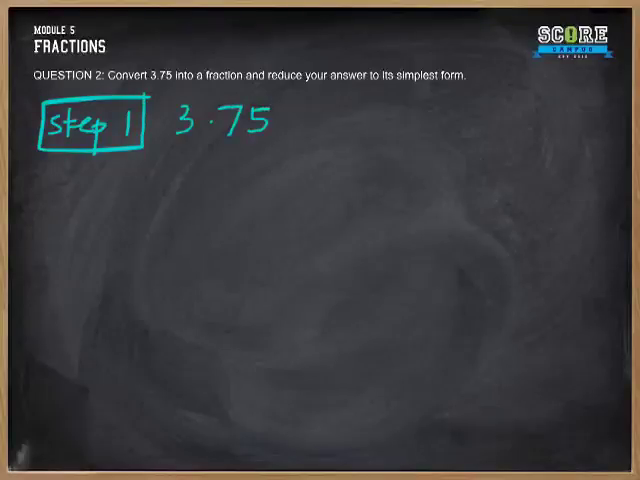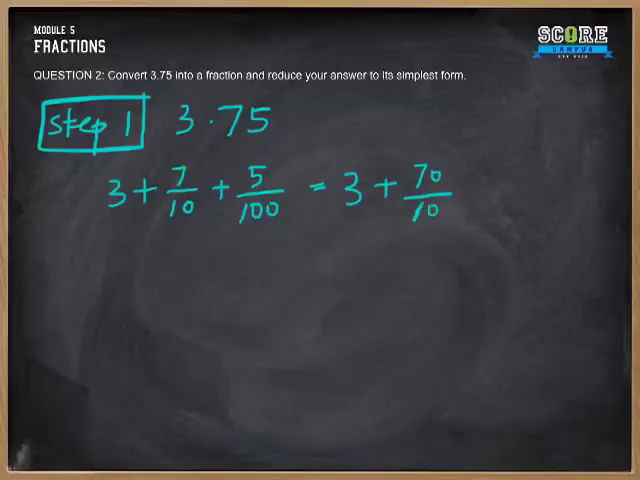Okay, now let's break it down into the little fractions. 3 is a whole number, so it's 3 plus 0.7, which is going to be 7 over 10. 5 is going to be 5 over 100. Now you can once again make the denominators the same. 3 is still going to be 3 because it's a whole number. 7 over 10 is going to be 70 over 100 plus 5 over 100.